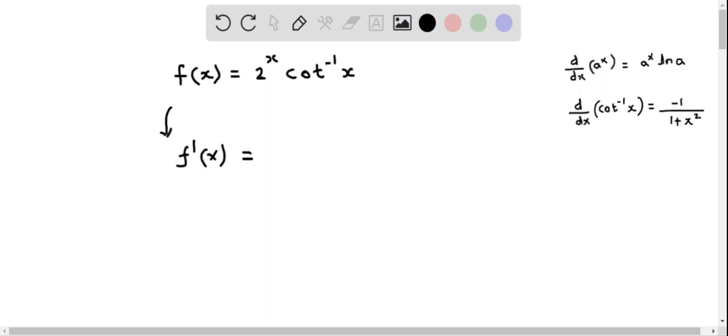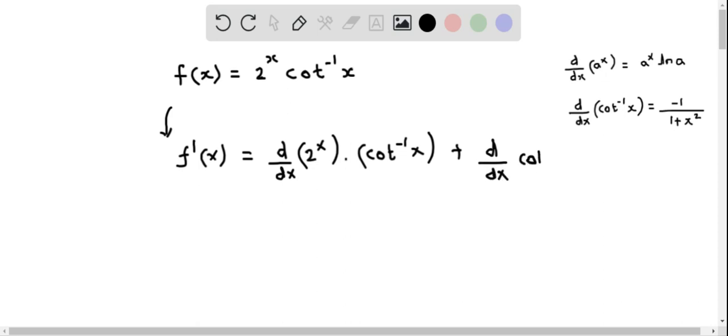Here I'm going to use the product rule because 2 to the power x and cot inverse of x are two different functions. So we can utilize the product rule, which means I have to first find the derivative of 2 to the power x. So I write this as d by dx of 2 to the power x, multiplied with the other expression, that is cot inverse of x, plus then I find the derivative of cot inverse of x, multiplied with the expression 2 to the power x.